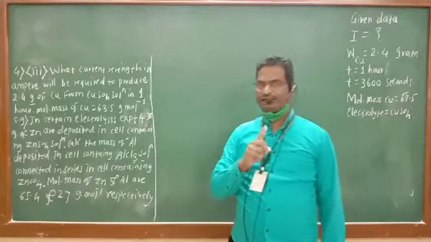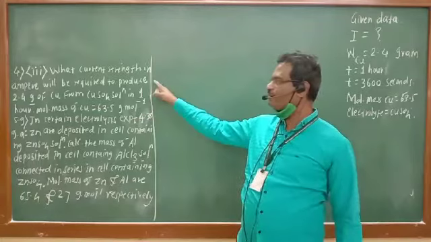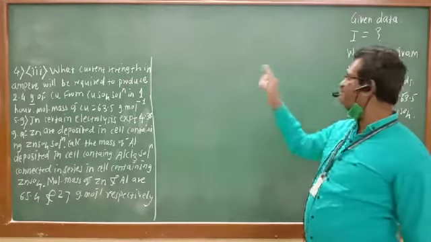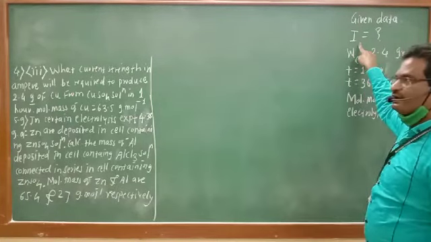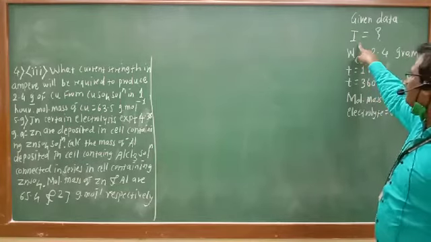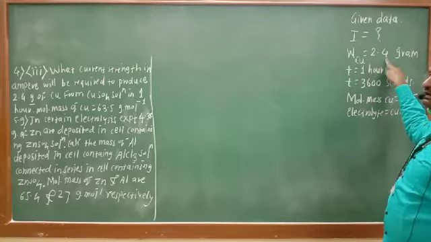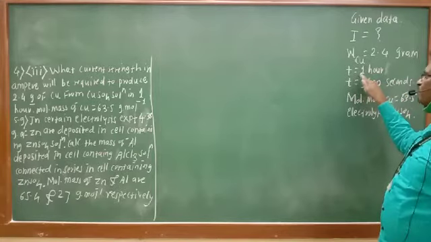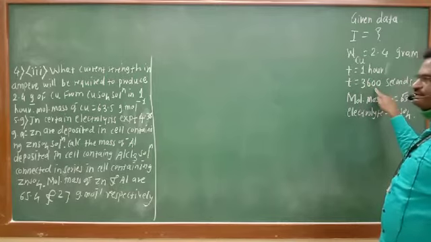See, are you getting it? How to take the data from the given problem. What is the current strength in ampere? Means current strength I we have to calculate. What current strength in ampere will be required to produce 2.4 gram of copper, means mass of copper, weight of copper is 2.4 gram. From copper sulfate solution in 1 hour, time is 1 hour, but we are taking time in seconds, so time will be 3600 seconds.